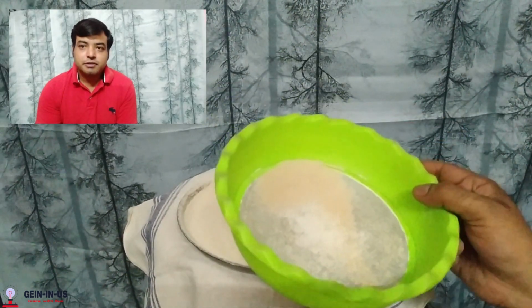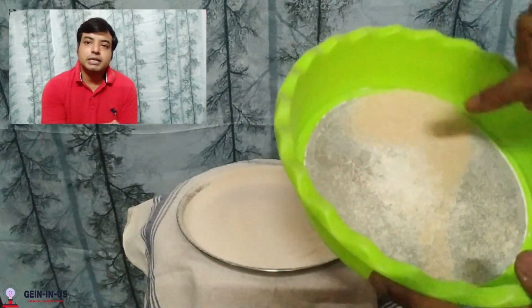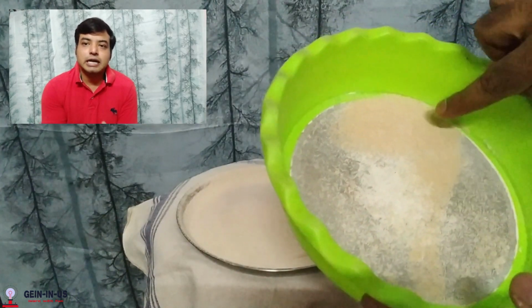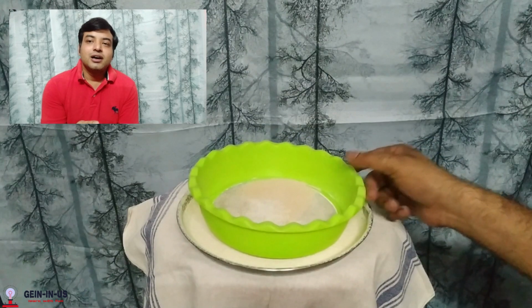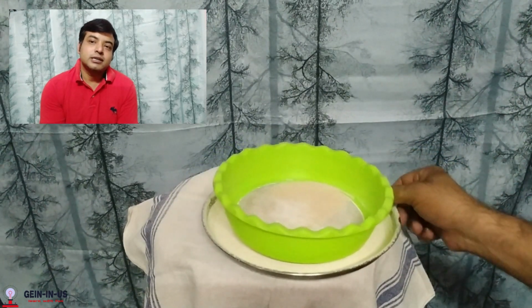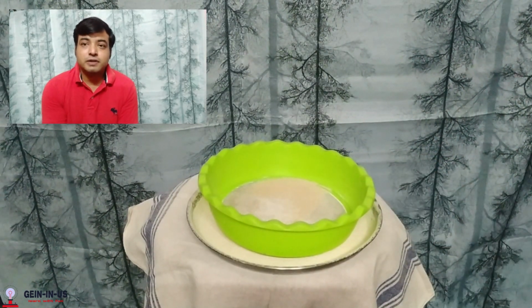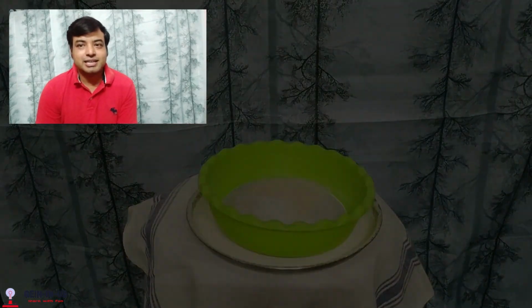After completing, you will find that some bigger particles are on top that cannot pass through these pores because the pores are very small. This way we can separate a mixture of bigger and smaller particles. So this is all about the separation techniques.